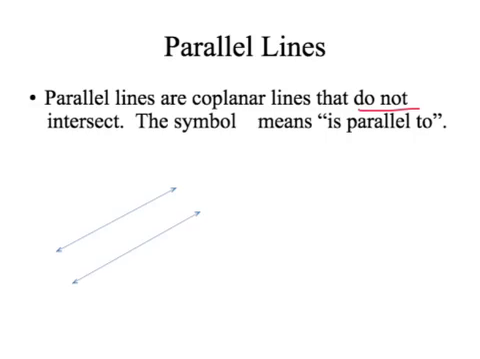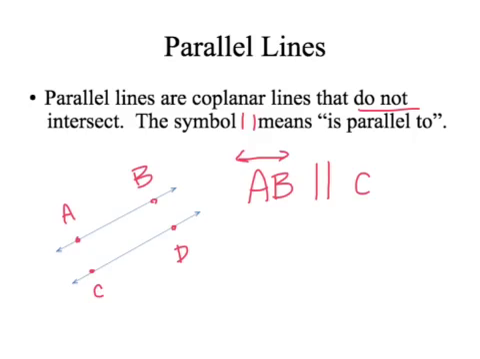The symbol, which looks like this, just two little lines going up and down, kind of like an 11, means "is parallel to." So if you look at this picture down here, if I labeled this line A, B, and I labeled this other line C, D, then I could say that these two lines are parallel. I would write it like AB with a little line over it because it's a line, parallel to CD.